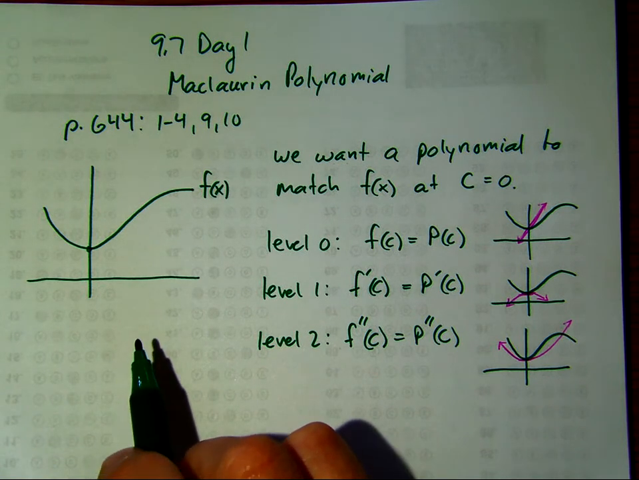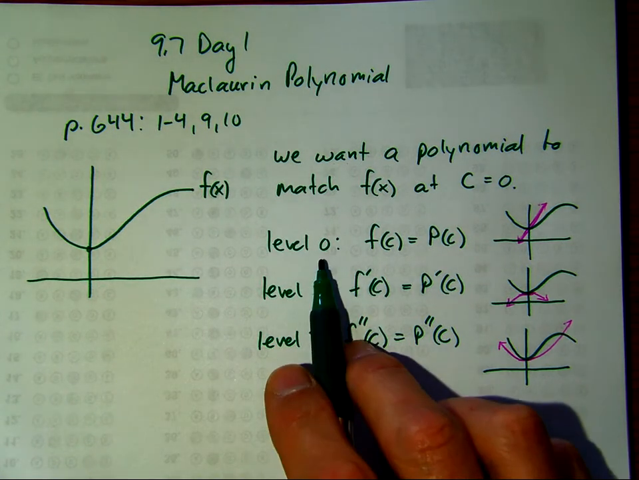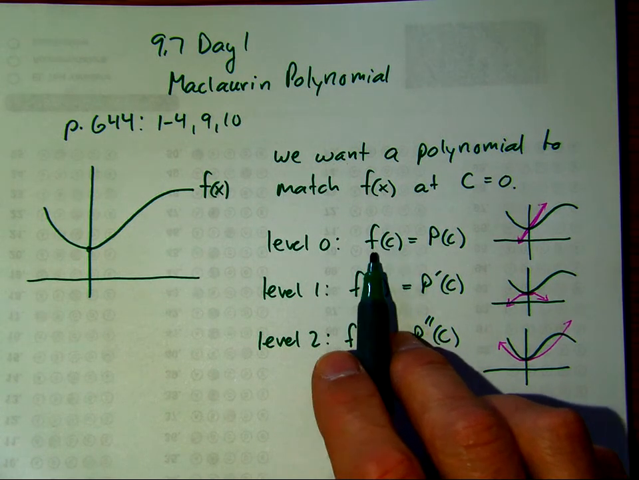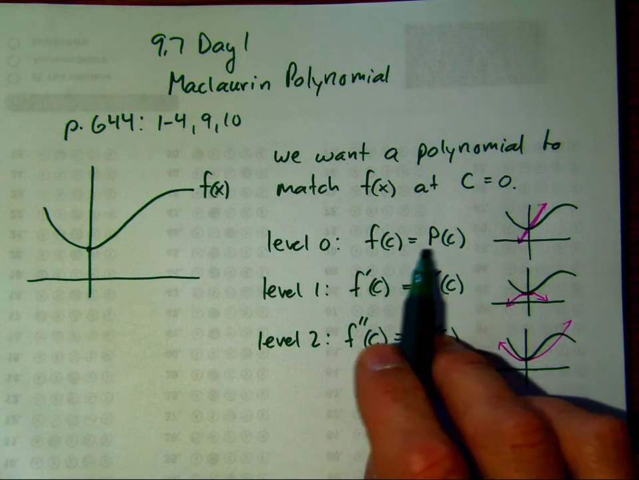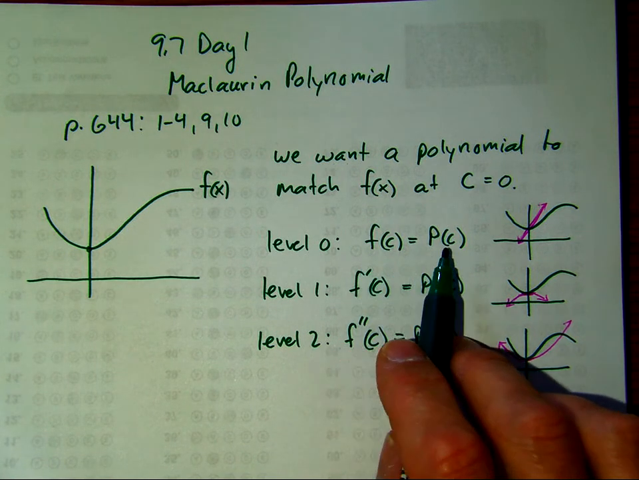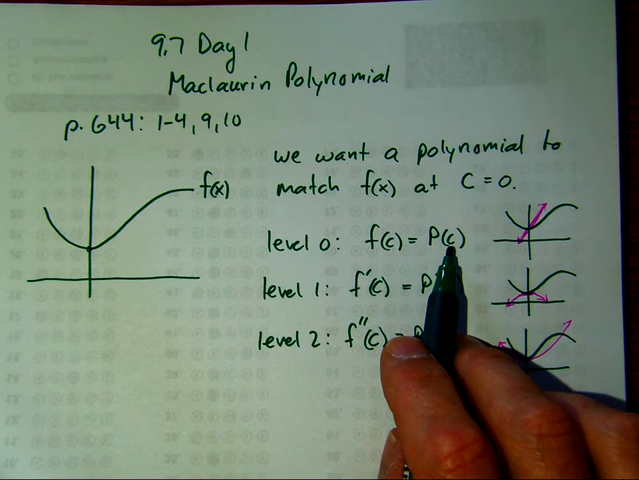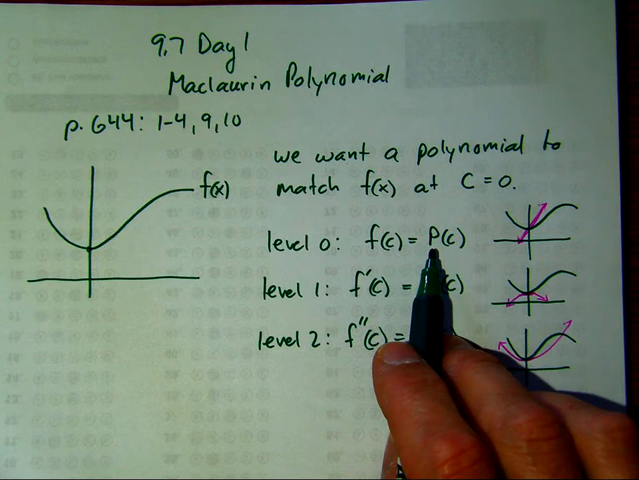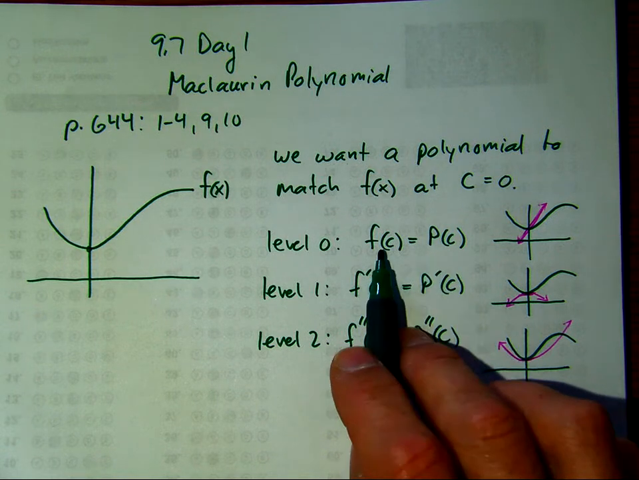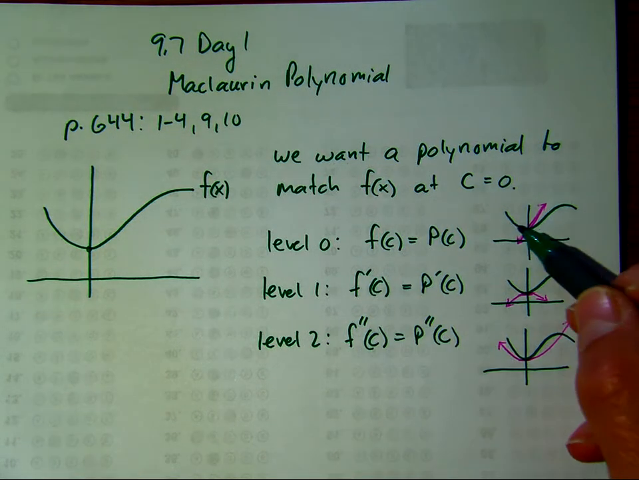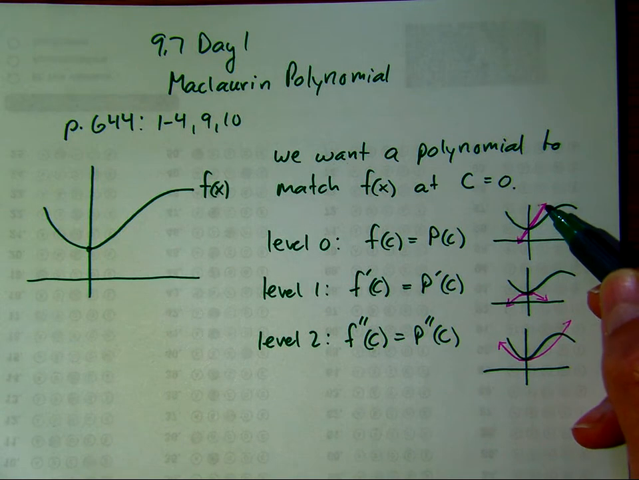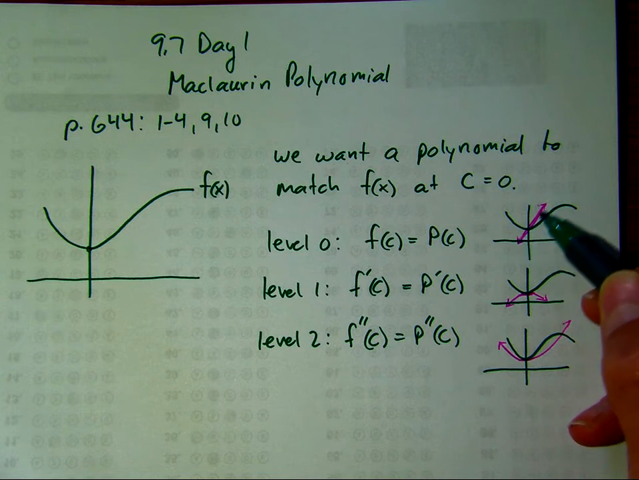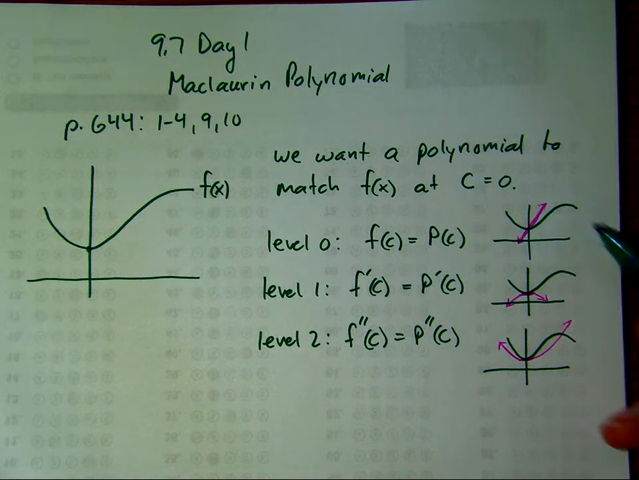But here's the strategy that we're going to use. Let's consider this to be level 0. There are no derivatives involved, and all we require is that the polynomial at C is equal to the function at C, and in this case C is 0. Now, if that's the only aspect of the function and the polynomial that's equal, you could have the function going like this, and then the polynomial just touches at that point at x equals 0. And this red graph would not match the green graph very well.